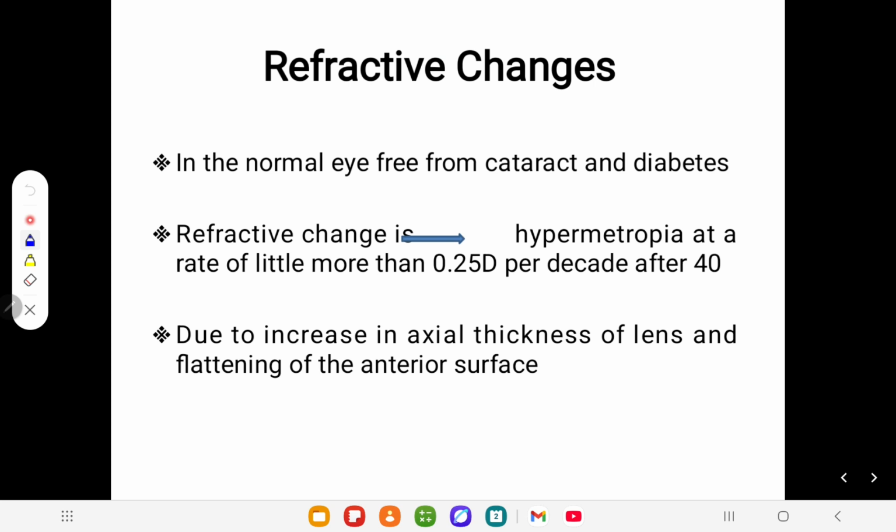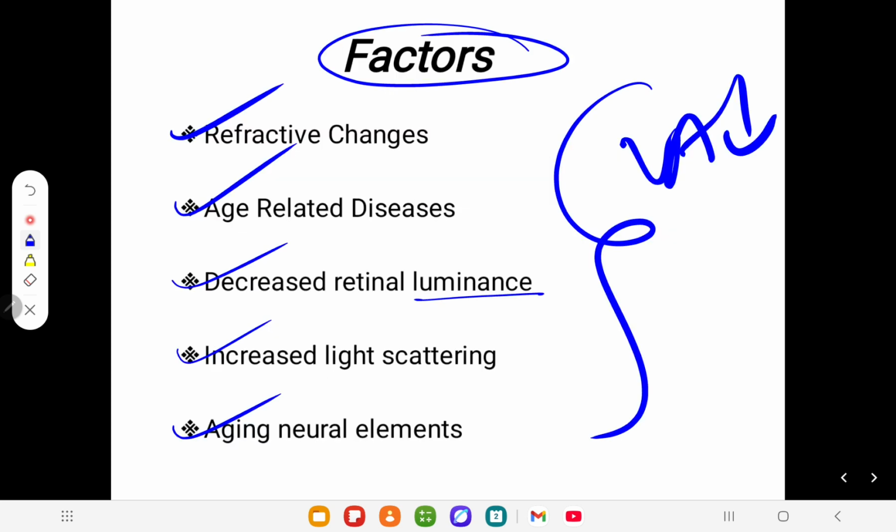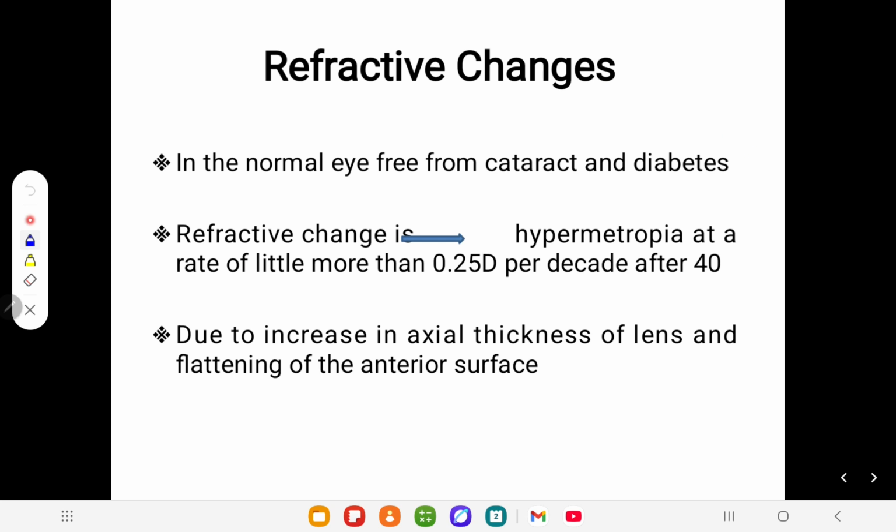So refractive changes. Let's talk about refractive changes one by one. In the normal eye, free from cataract and diabetes, refractive change means hypermetropia at the rate of a little more than 0.25 per decade after 40. Means after 40, 0.25 diopter hyperopia per decade increase. This is a rough guide. It is due to increase in axial thickness of the lens and flattening of the anterior surface.